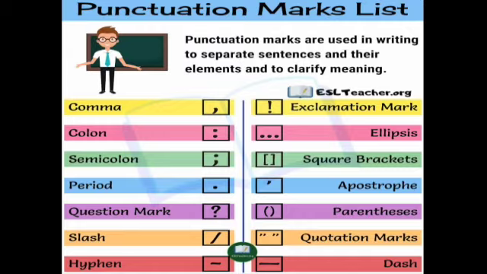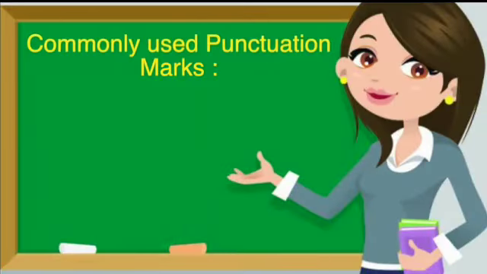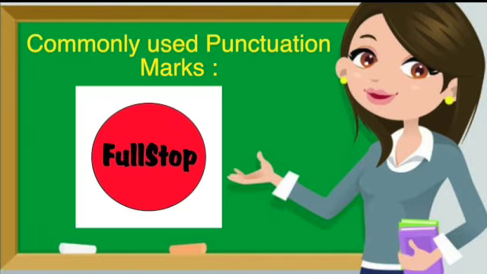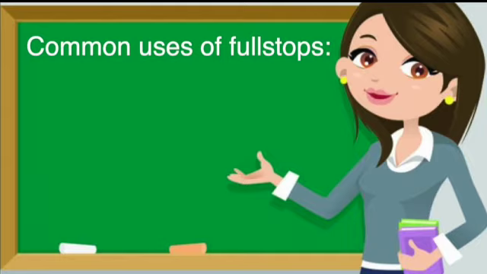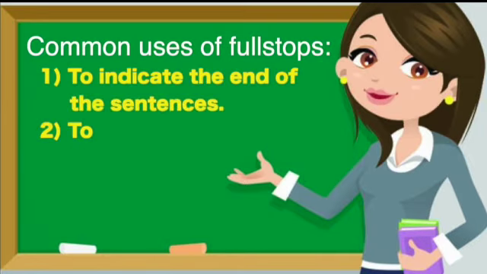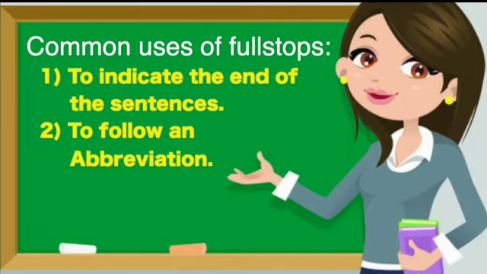Slaters, out of this list, there are a few commonly used punctuation marks which I shall be explaining to you. The first commonly used punctuation mark is full stop. Children, we all are aware of this most popular punctuation mark because we cannot write even a single sentence without using it. So, there are two common uses of full stop. First one is to indicate the end of a sentence. The second one is to follow an abbreviation.